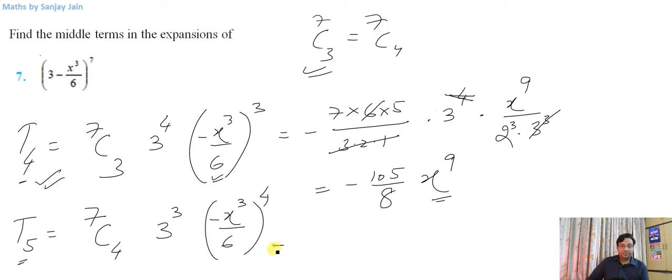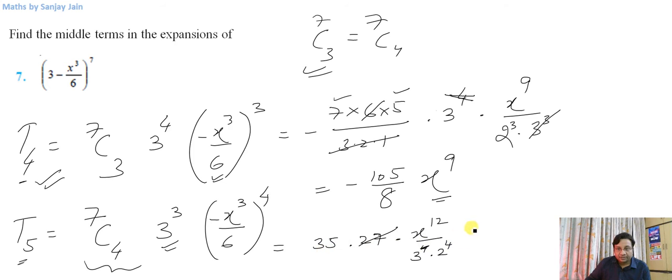What will be the fifth term? I don't have to find 7c4 once again because it will be equal to 35. So let me put it directly as 35 into 3 raised to power 3, which is 27. Minus 1 raised to even power is 1. So x raised to power 12 will be here, and 6 raised to power 4. So I'll write it as 3 raised to power 4 into 2 raised to power 4. This is 3 raised to power 3, so this 4 will go. Only one 3 will be there in the denominator.